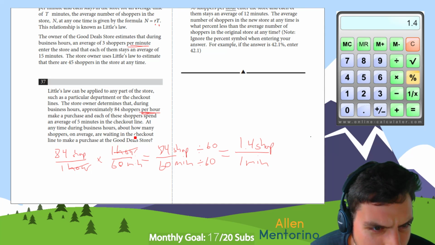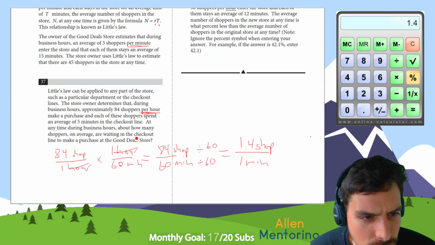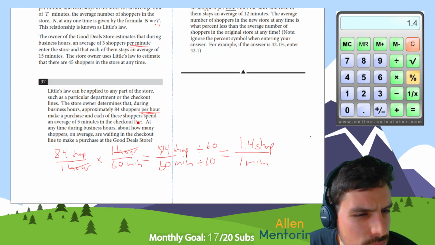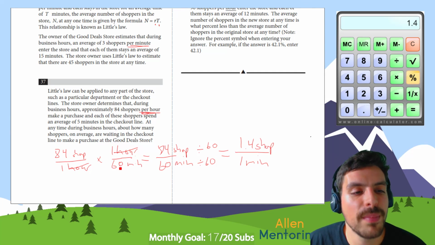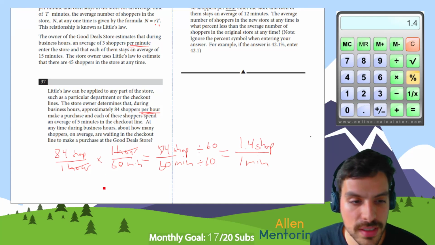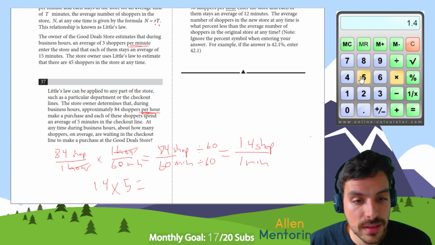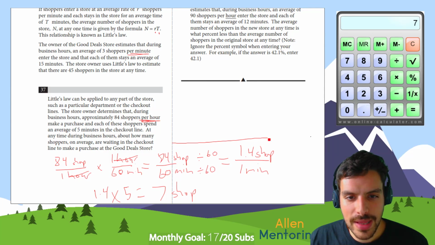About how many? It doesn't really tell us what to round to. Oh, sorry. It's 1.4 shoppers per minute, but then it's there for 5 minutes. So what we have to do is multiply 1.4 times 5. That's my bad. And so we see it's equal to 7 shoppers. Okay, very nice. And now last problem.